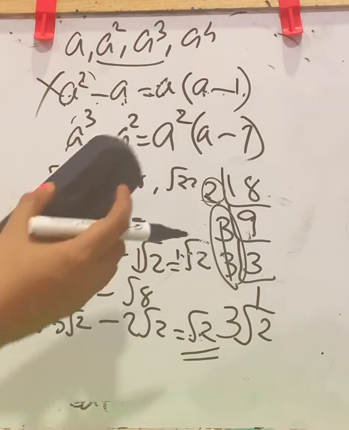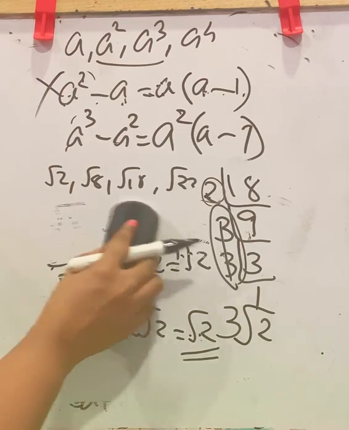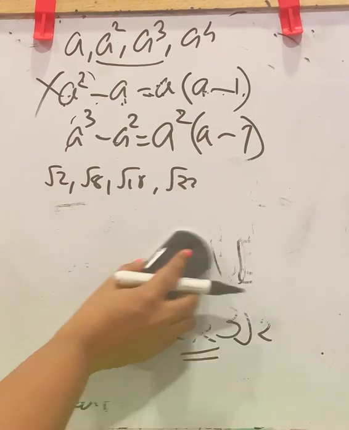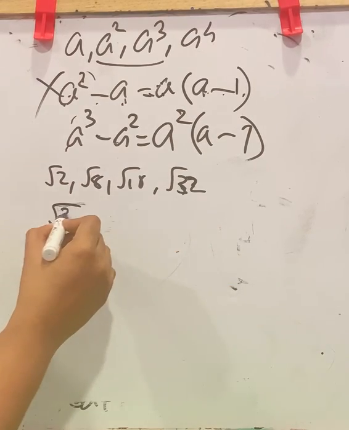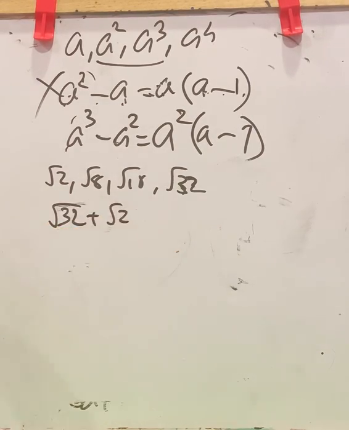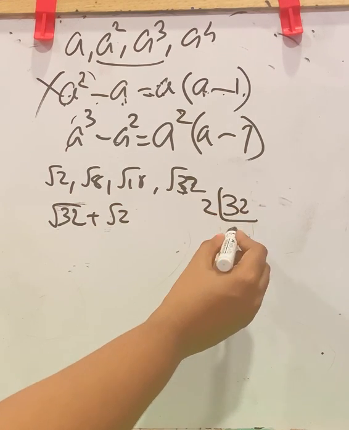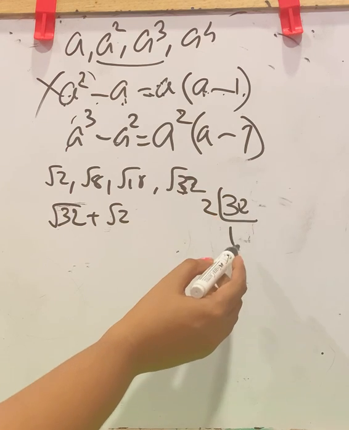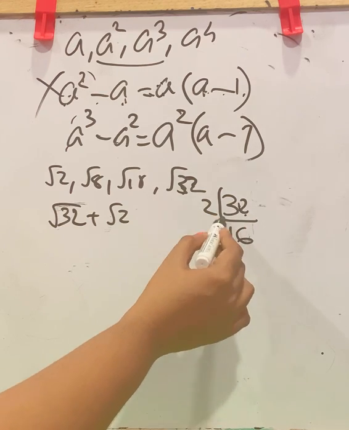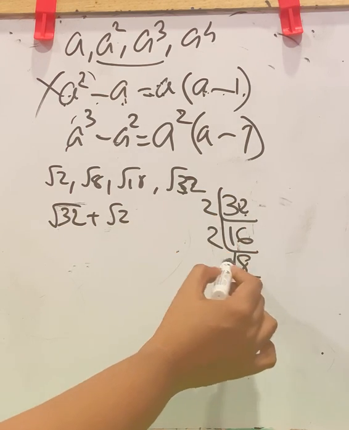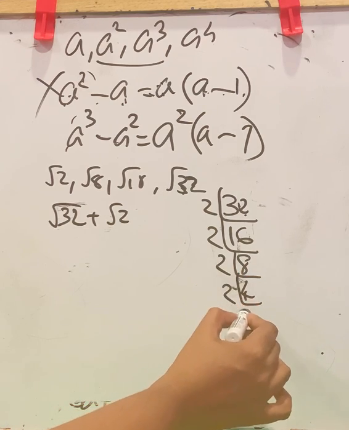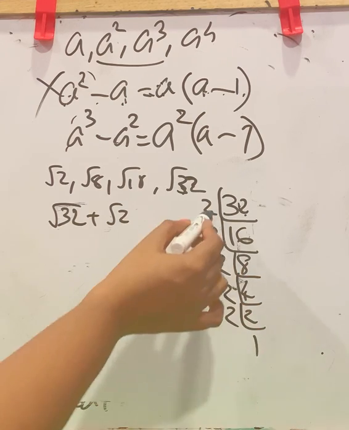How will you find the next term? Add the difference. Root 32 plus root 2. First you want to check what is root 32. Again factorize it. 2 1s are 2. Balance 1. 12. 6 2s are 12. 2 8s are 16. 2 4s are 8. 2 2s are 4. 2 1s are 2. Now pair it.